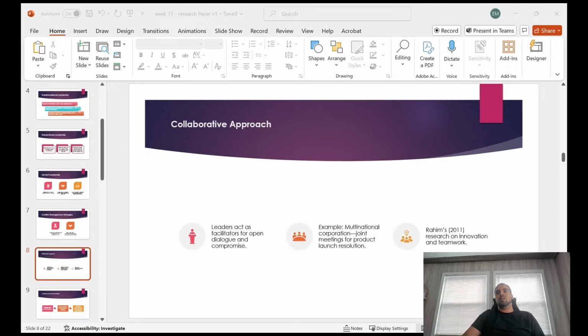A collaborative approach to conflict resolution allows all stakeholders to contribute to finding a mutually beneficial solution. One example is a multinational corporation where marketing and research and development teams clashed over a product launch timeline. A collaborative leader organized joint meetings to align their goals, leading to a phased launch plan that satisfied both departments.